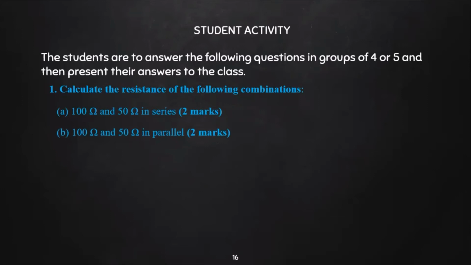So for question 1, part A, we need to find the total resistance in a series circuit. The formula for finding the resistance in a series circuit is R total equals R1 plus R2. And for question 1, part B, we need to find the total resistance in a parallel circuit.